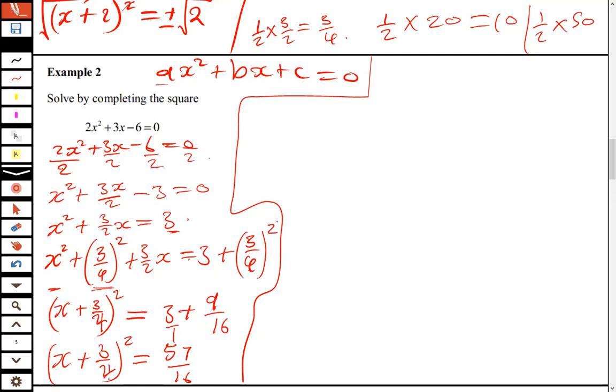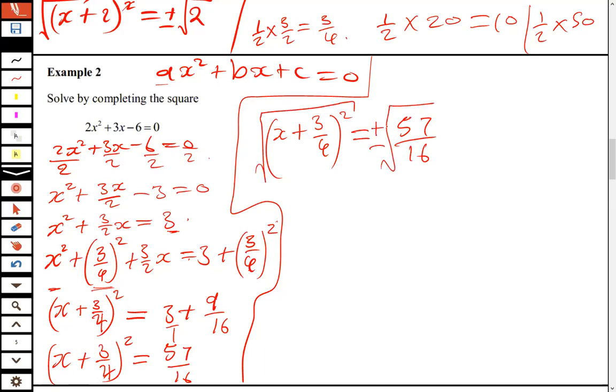3/4 and 3/4 there. Okay, so we take this to the other side. Well, I mean, we square root both sides first before we take the 3/4 to the other side. So if we square root both sides, we have x plus 3/4, and then this is squared is equal to 57/16.